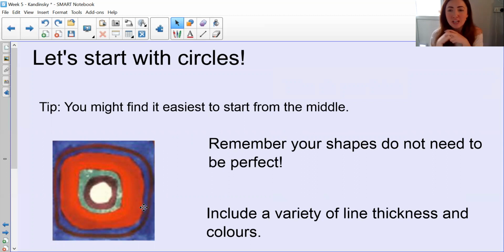And as I said, remember your shapes don't need to be perfect, but remember to include a variety of line thicknesses and colours. Now, if you've got paintbrushes at home and you have different size paintbrushes, you've got some thinner paintbrushes, some thicker paintbrushes, then make sure that you're using that variety to help you create your different line thicknesses today. Okay, so here's just an example of concentric circles from Kandinsky's piece of art. So you can pause the screen here to have a go at making some concentric circles, and then come back to have a look at the next shape.